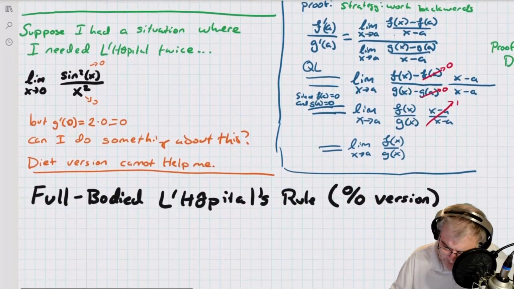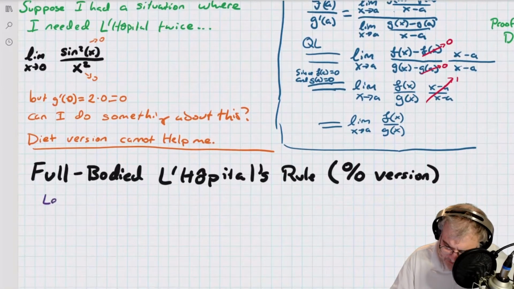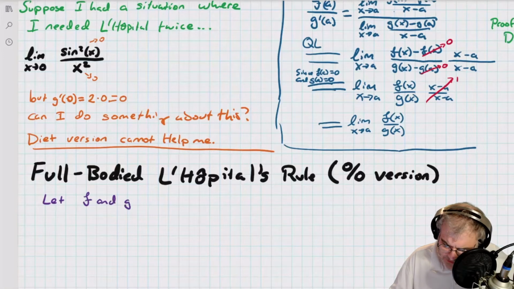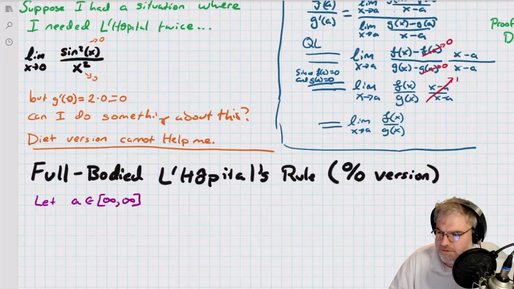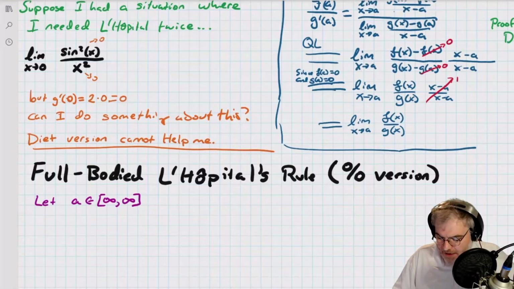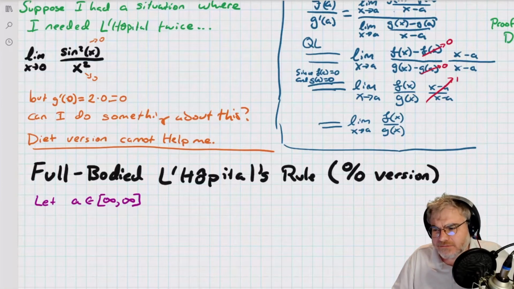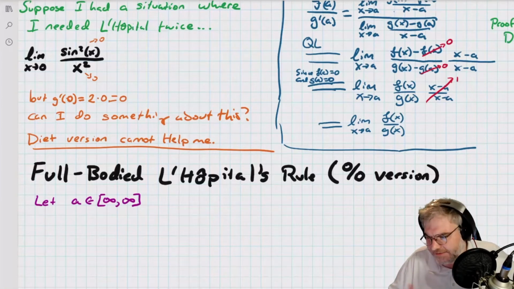So let f and g... let's do a first. Let a... This is kind of the conditions. Let a be in... This is going to really freak you out. What is that? What is that? I have hard endpoints on the infinity. You can't do that. I can. What am I saying?